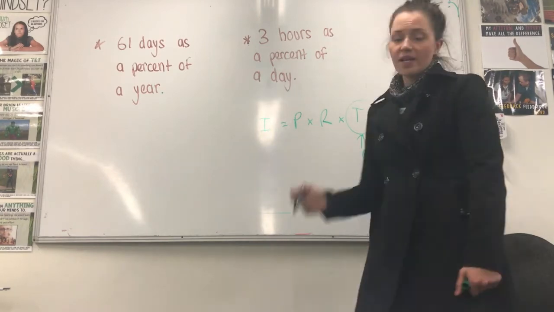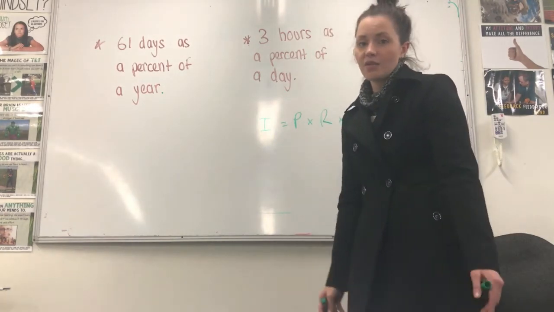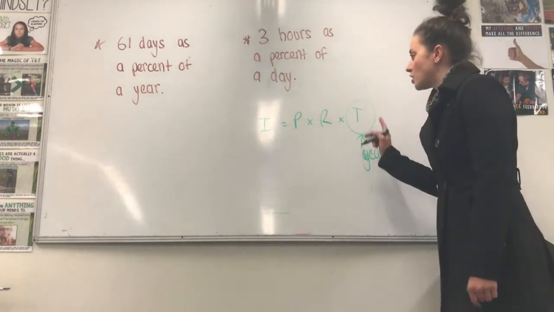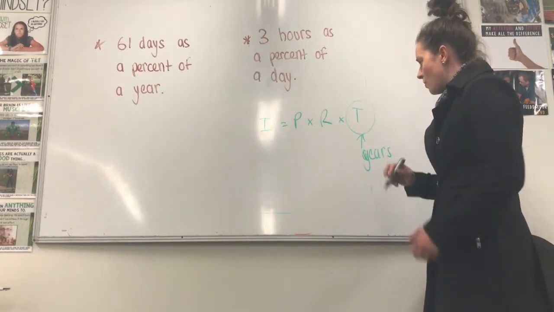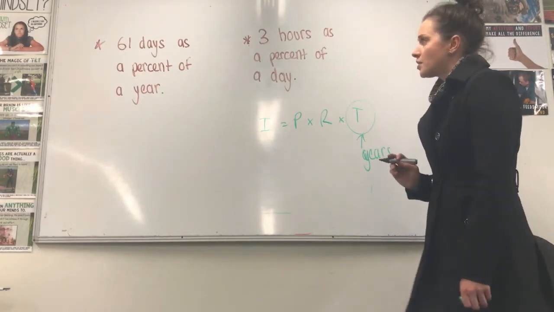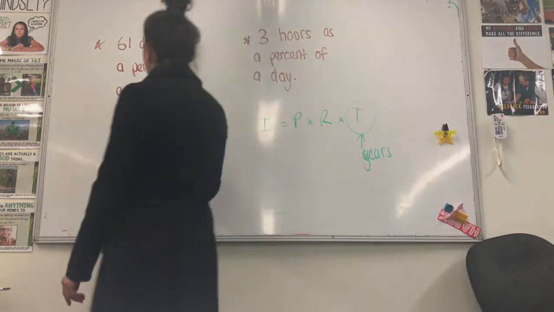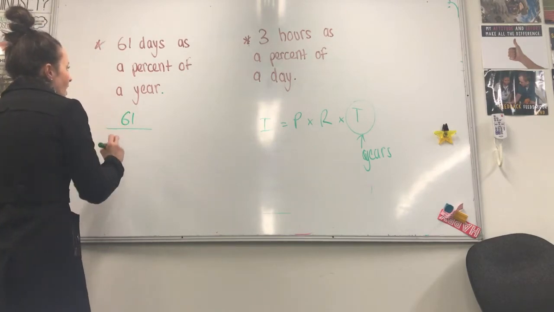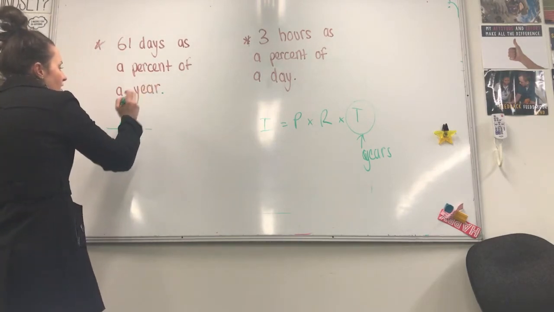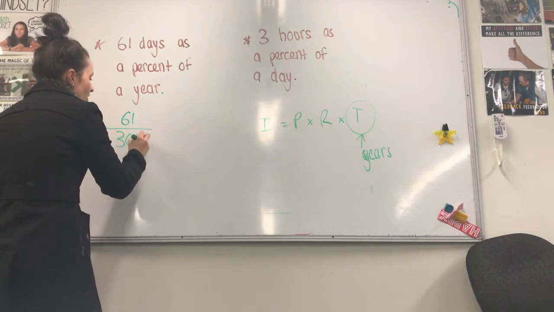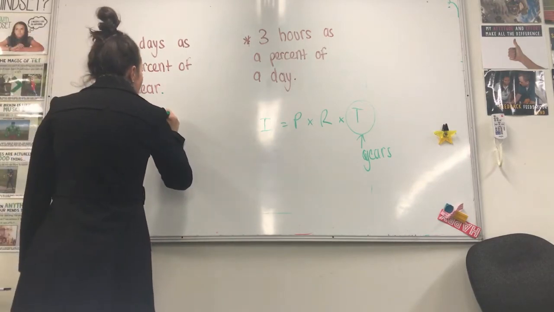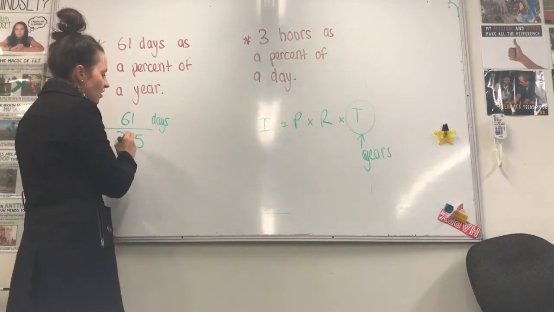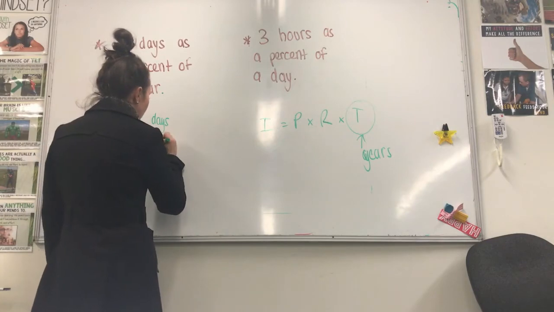Sometimes 61 days is obviously not a year, because we know there's 365 days in a year. So we'd need to write that in the form of a decimal. In order to do that, we would go: 61 divided by, and how many days are there in a year? 365. There's 61 days here, and what we want to know is that as a percentage of a year, and we know there's 365 days in a year.